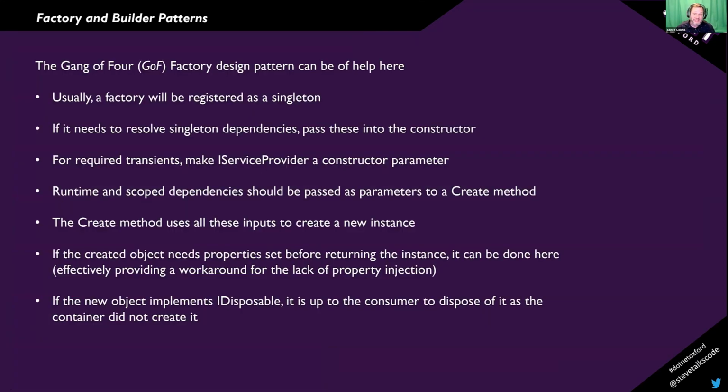So to summarize factories, usually you'd register the factory as a singleton most of the time because it's stateless. The variations are the parameters in the create method. As it's a singleton, the only other dependencies that should be injected into it are other singletons. If you do need transients or scoped dependencies, you could take the IServiceProvider itself as a constructor parameter, but proceed with caution. Direct use of the IServiceProvider is considered a version of the service locator anti-pattern.